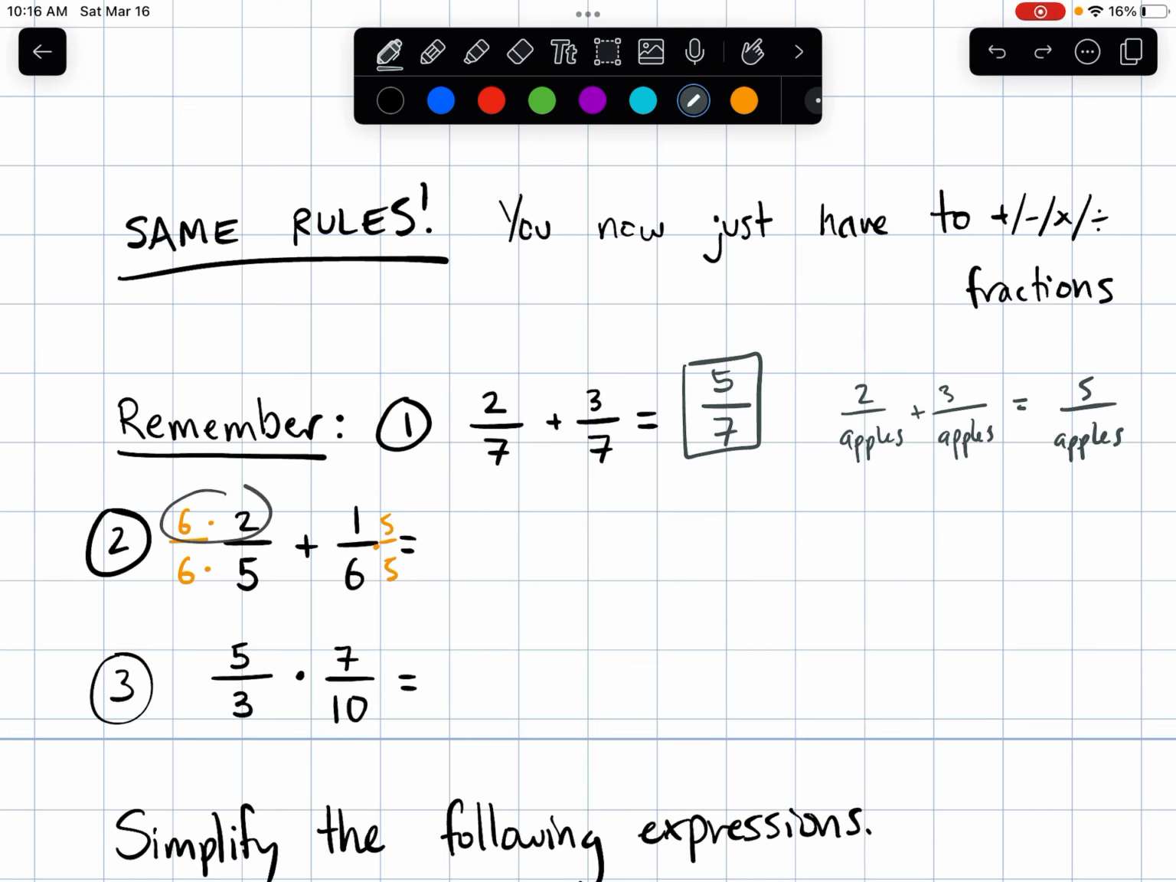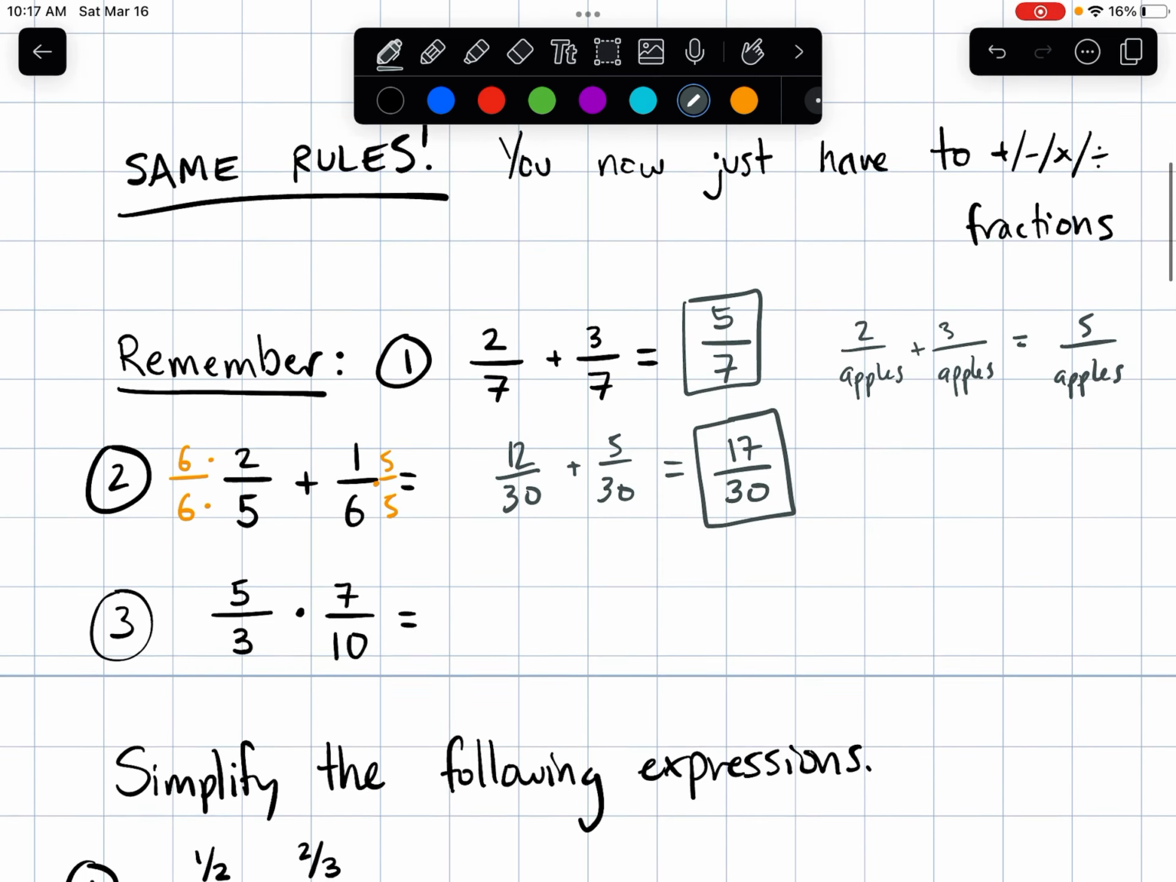If I start simplifying this, we know on the left, 6 times 2 is 12 over 30, and on the right, 5 times 1 is 5 over 30. And so if we add these together, we do get 17 over 30. Okay, sometimes you'll be able to reduce this, but in this case we cannot, so that would be your answer.